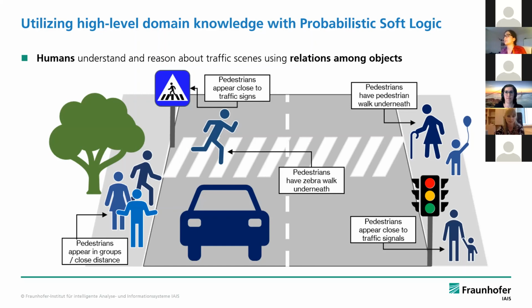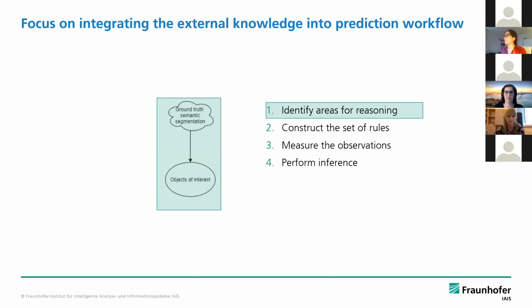Keeping this in mind, we decided that we want to introduce this high-level domain knowledge to the data-driven neural networks. For this, you can use multiple frameworks for formalization of such knowledge. We selected probabilistic soft logic and decided to try it out with semantic segmentation networks, which are a very important domain in autonomous driving. So first of all, we have to identify areas for high-level logical reasoning.